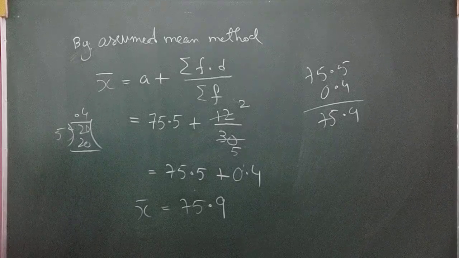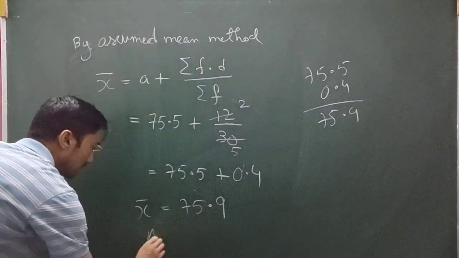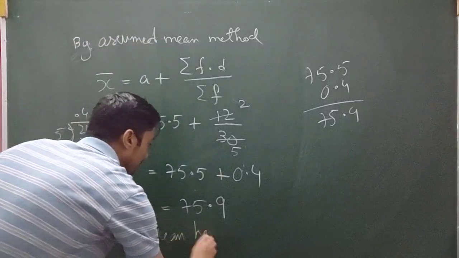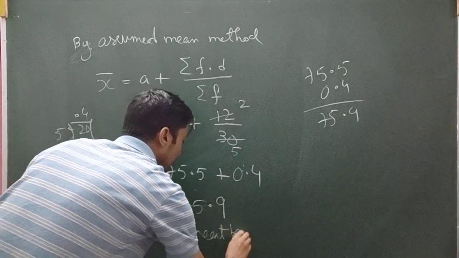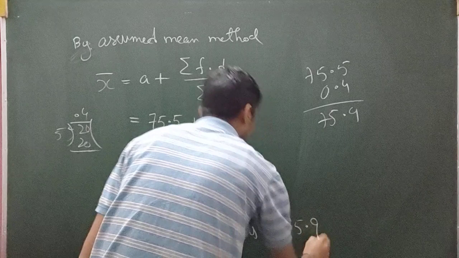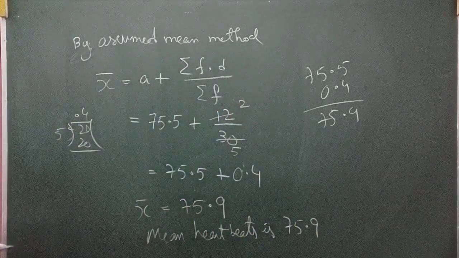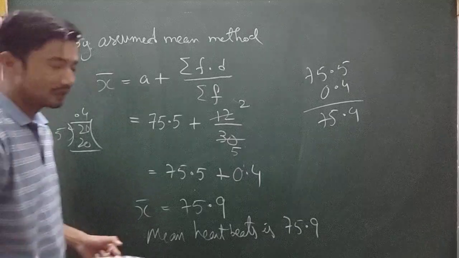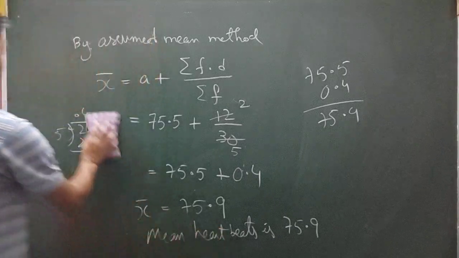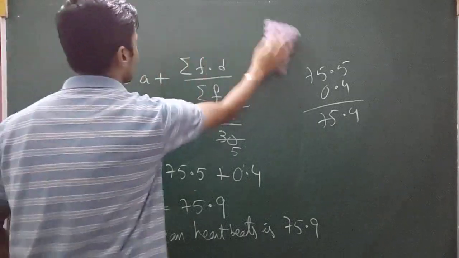75.9. So as per that question, find the mean heartbeats. So conclusion: mean heartbeats is 75.9 per minute. Conclusion, you can write in your own words. Okay, so I'm sure that was not very difficult. I'm rubbing it off.